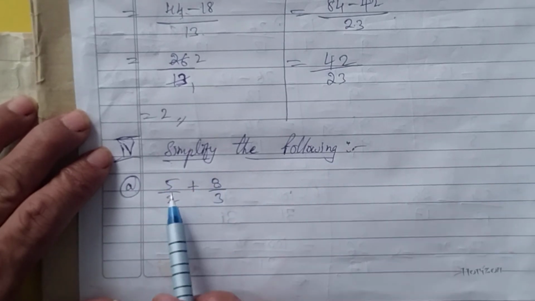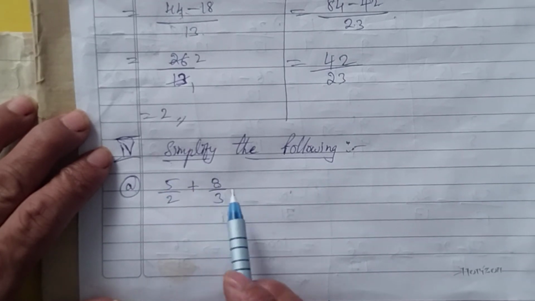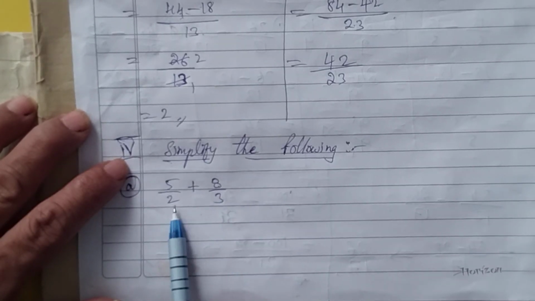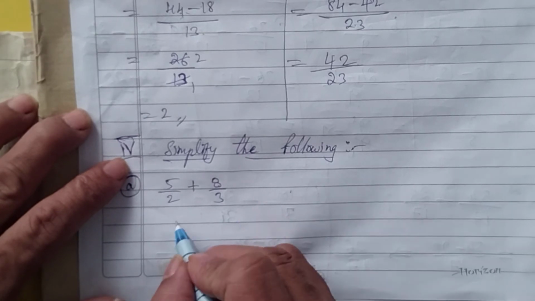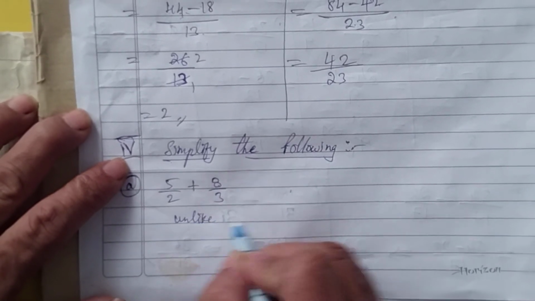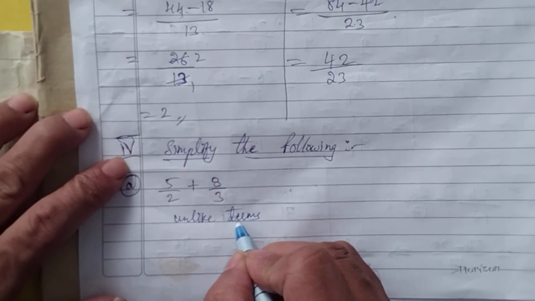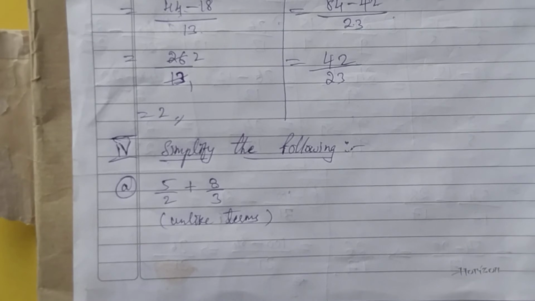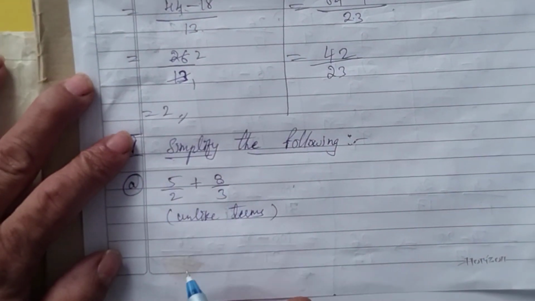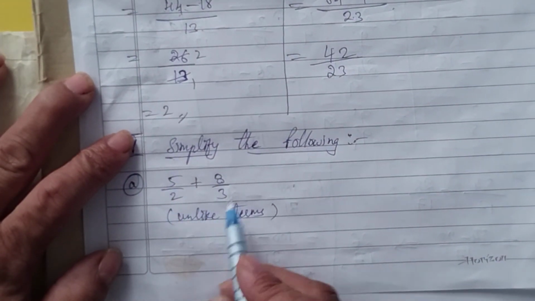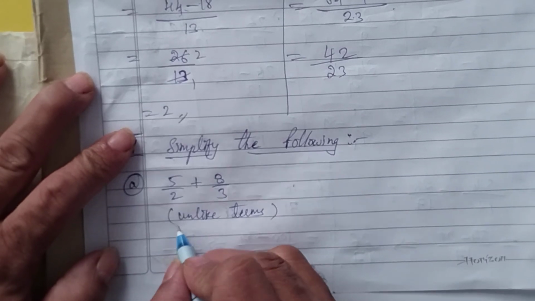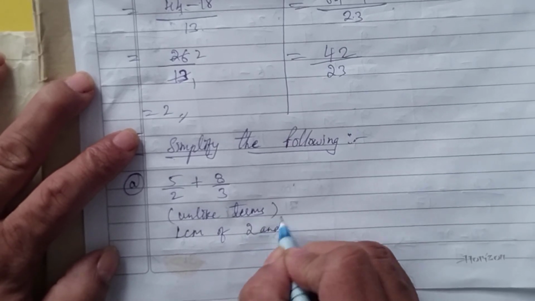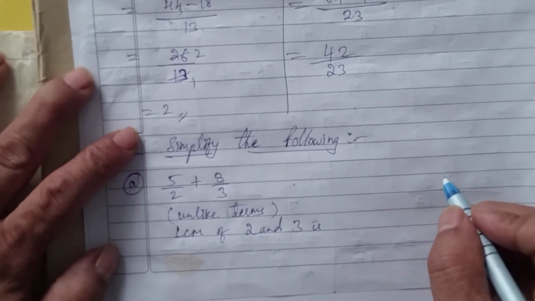Now you see the fourth main, simplify the following. First one is again 5 by 2 plus 8 by 3. Denominators are same? No. These are unlike terms, because like terms have the same denominator. If the denominators are different in the fraction, then we have to take the LCM of the denominators, that is of 2 and 3.